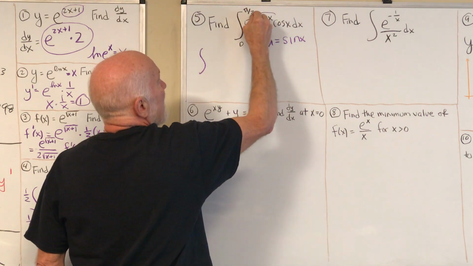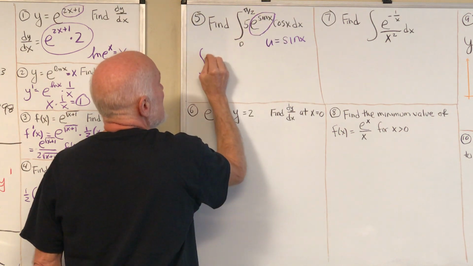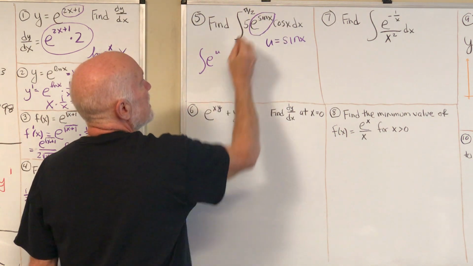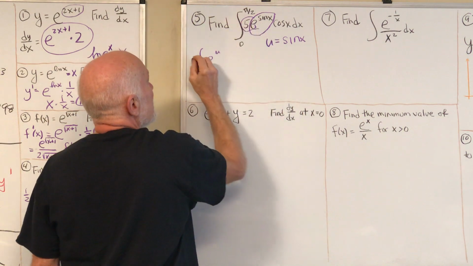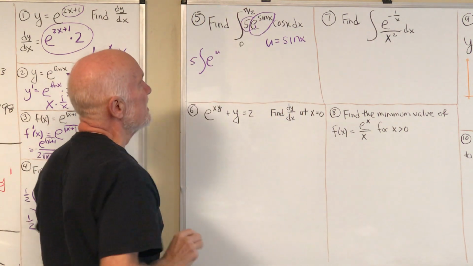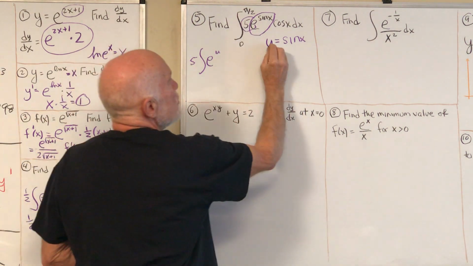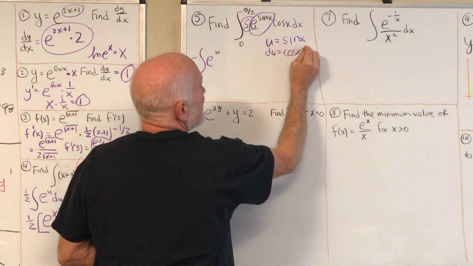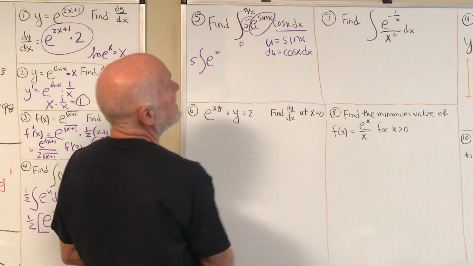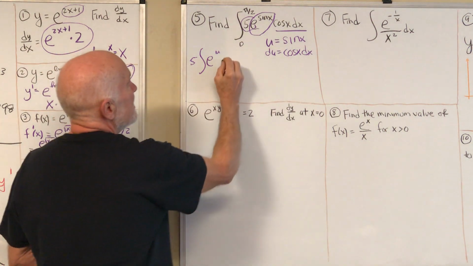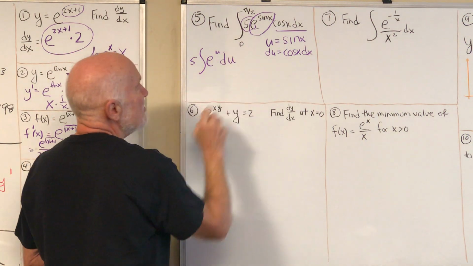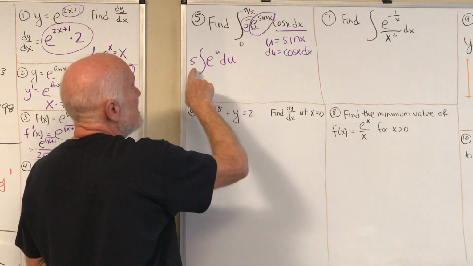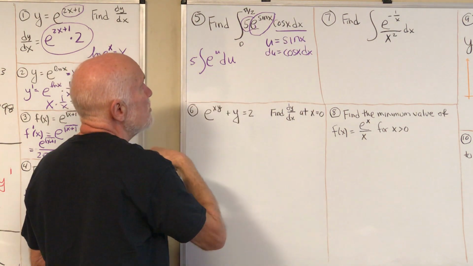Then all of this I can call e to the u. The 5 I can write out front. And what is du? Du is cosine of x dx, exactly what I've got left. So that one actually worked out quite nicely. This whole thing just turned out to be 5 times e to the u du.